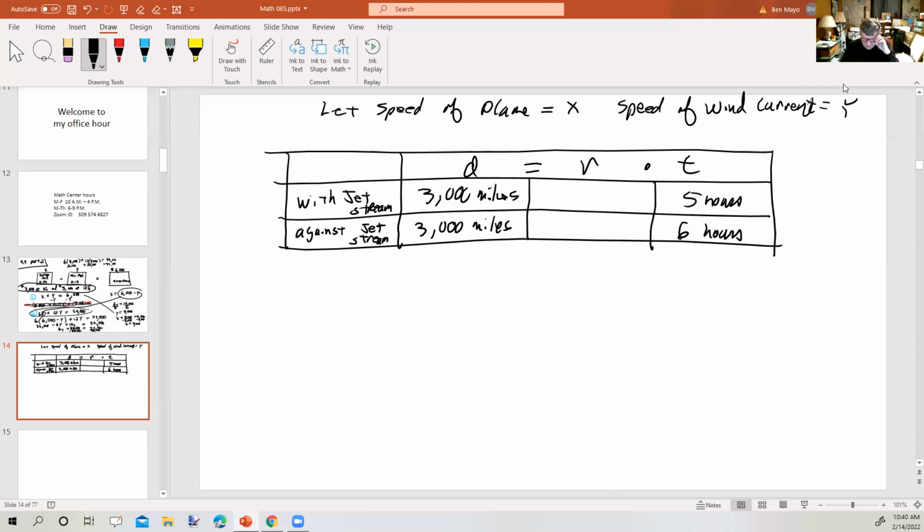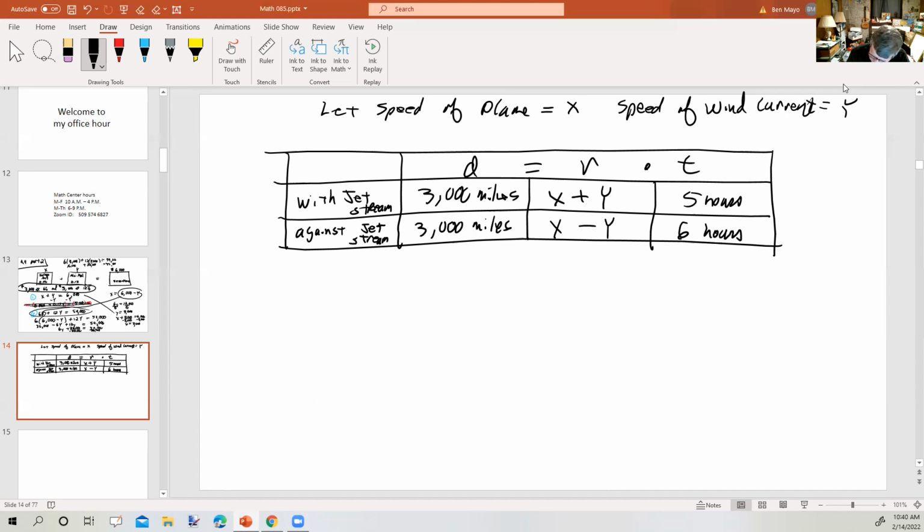Well, we've said that the speed of the plane, and that's the plane in still air without any resistance pushing it or hurting it, is x. But going with the jet stream, the speed of the wind, you'd call it a tailwind, is helping to push it along. So we would add the wind speed. Going against the jet stream or against the wind, we'd have the speed of the plane minus the jet stream. Any question about how I got that situation?